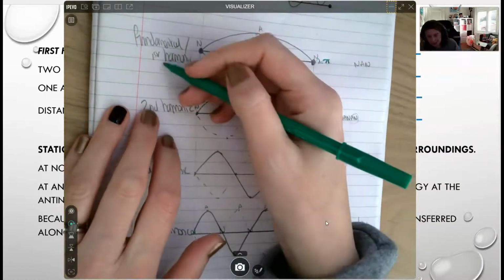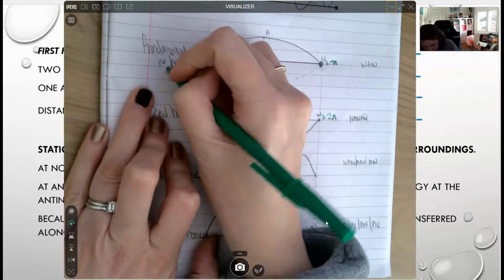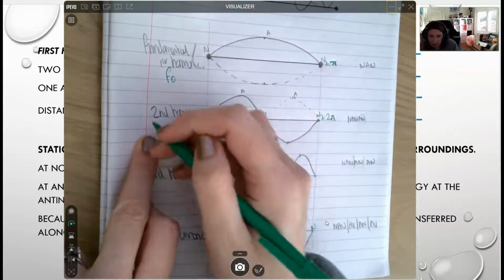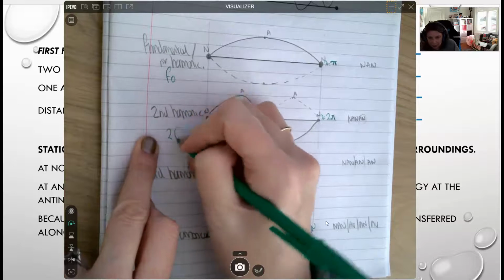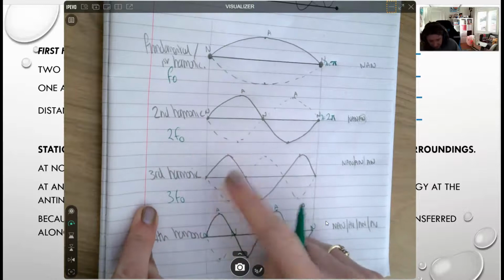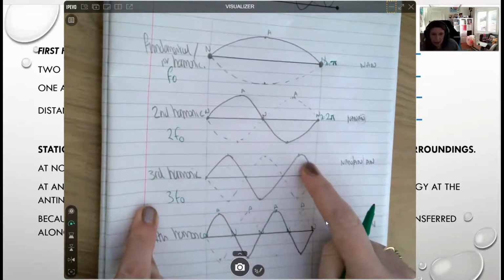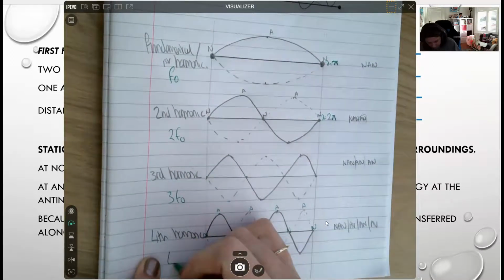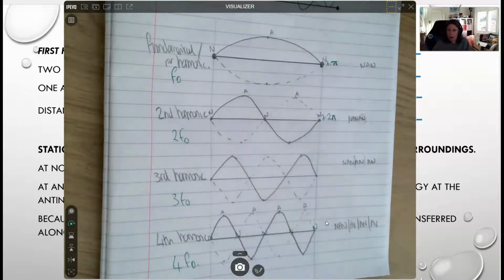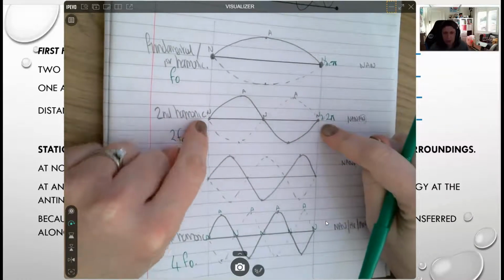So this fundamental harmonic has a frequency F0. Okay, the second harmonic will be 2F0. The third harmonic is 3 times that, because you've got 1, 2, 3 half wavelengths. And the fourth is 4F0. All right. And what's happening at these points? Well, this one's easier to talk about.